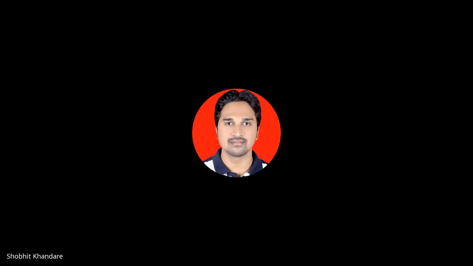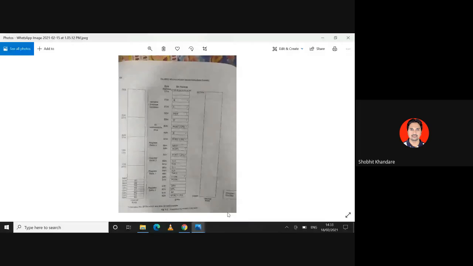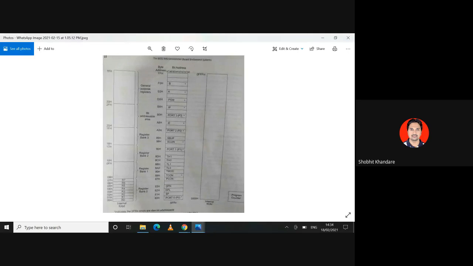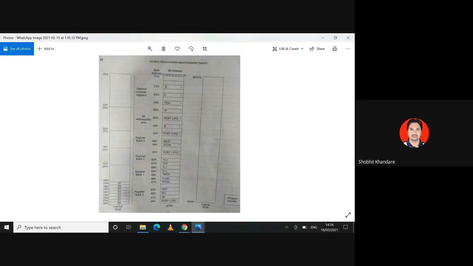So, are you able to see this programming model on the screen? Yes. So I have explained each and every concept in the programming model: internal RAM, SFRs, internal ROM, and program counter.